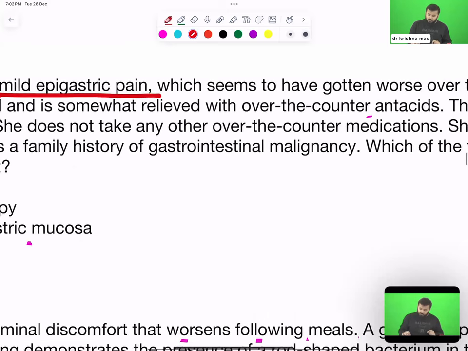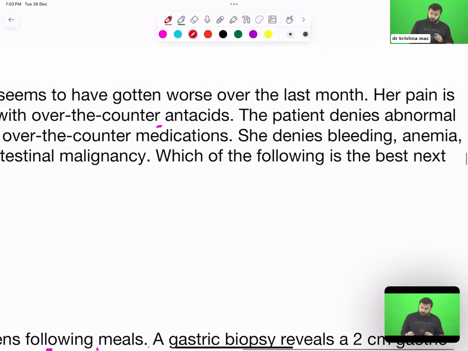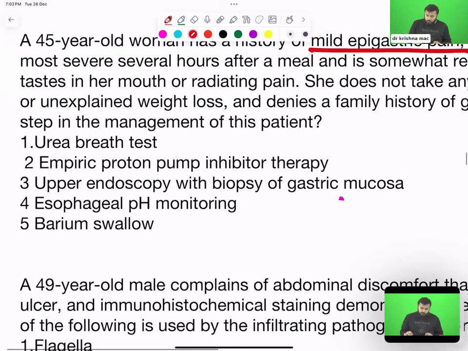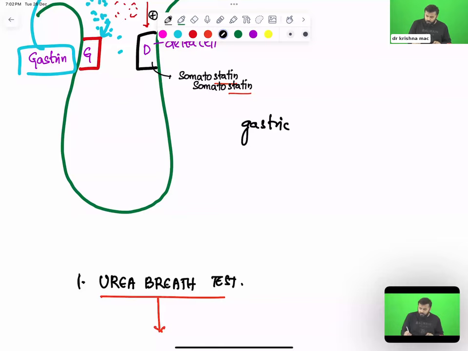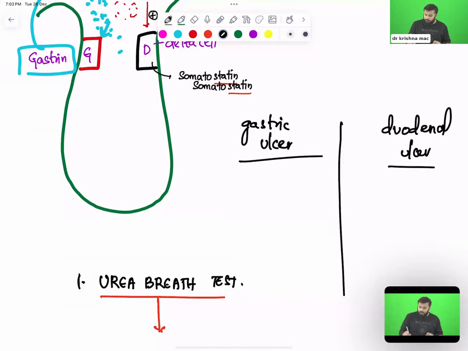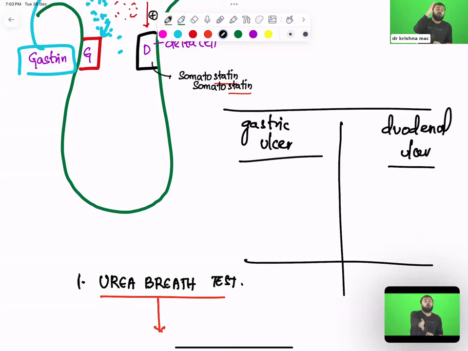Which seems to have gotten worse from the last month. One important thing, guys. I told you about gastric ulcer, and also duodenal ulcer. Now, the patient is telling the doctor, I have a gastric ulcer, or I have a duodenal ulcer. How do you know whether it is gastric or duodenal? He says, this is my stomach, so gastric ulcer; here is the duodenum, so duodenal ulcer. No. How you need to say it is, very good, Fatima, perfect: after the meals, if the patient is having pain, that is gastric ulcer. After the meals, if the pain is reduced, that is duodenal ulcer. Two very important things to remember.